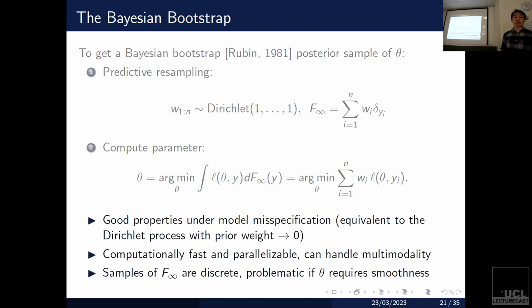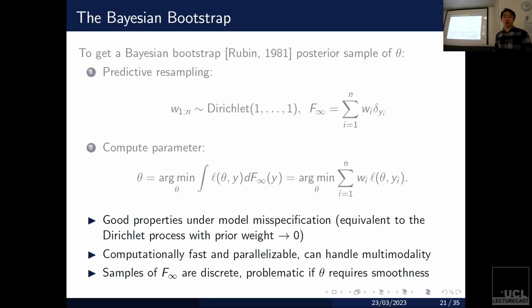Now the Bayesian Bootstrap actually has a lot of really nice properties on model misspecification. You can prove things that show that the posterior on this parameter, under some assumptions, is really robust. It's also equivalent to the Dirichlet process, which you might be familiar with, when you derive the prior to zero. So it's a non-informative version of the Dirichlet process. Some work that we've done shows that it's computationally really fast and parallelizable, and handles multimodality in quite a special way compared to traditional MCMC methods.